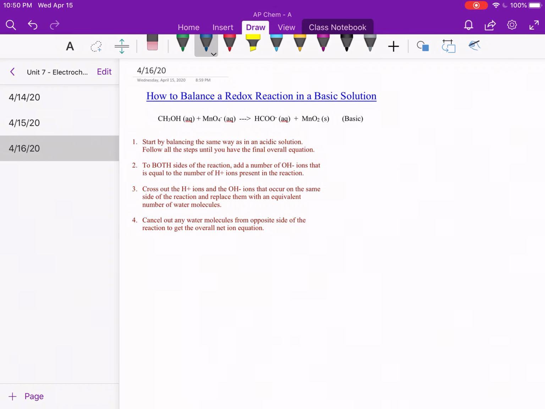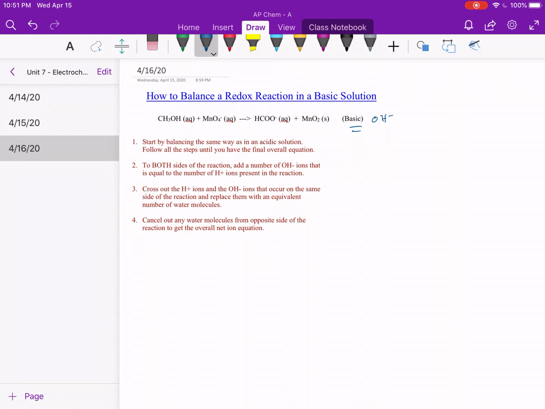Today we're going to take a look at how to balance a redox reaction in a basic solution. So again, we see we have our general redox reaction there. We're being told that it's in a basic solution, and now we have to balance it. Remember the big difference between an acidic and basic solution is that in a basic solution we would have a predominance of our hydroxide ion, or OH minus, all right?